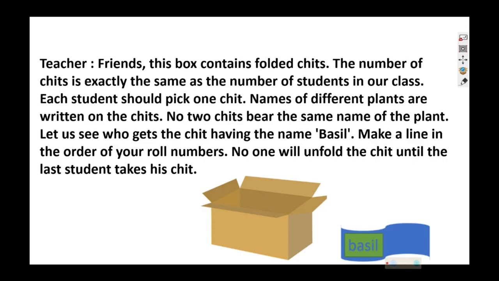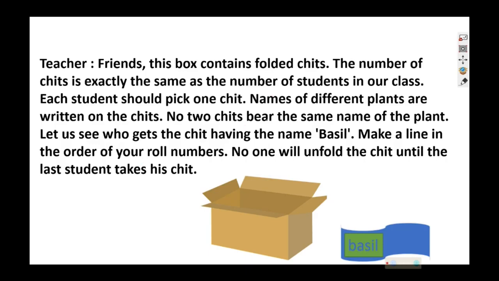Let us see who gets the chit having the name basil. Basil is the English name for tulsi. Make a line in the order of your roll numbers. No one will unfold the chit until the last student takes his chit. The teacher has arranged chits for each and every student. So if there are 40 students, 40 chits are there, and every chit is having the name of a plant. But the teacher is saying that you stand in line according to the roll number, and one will be getting a chit having the name basil.